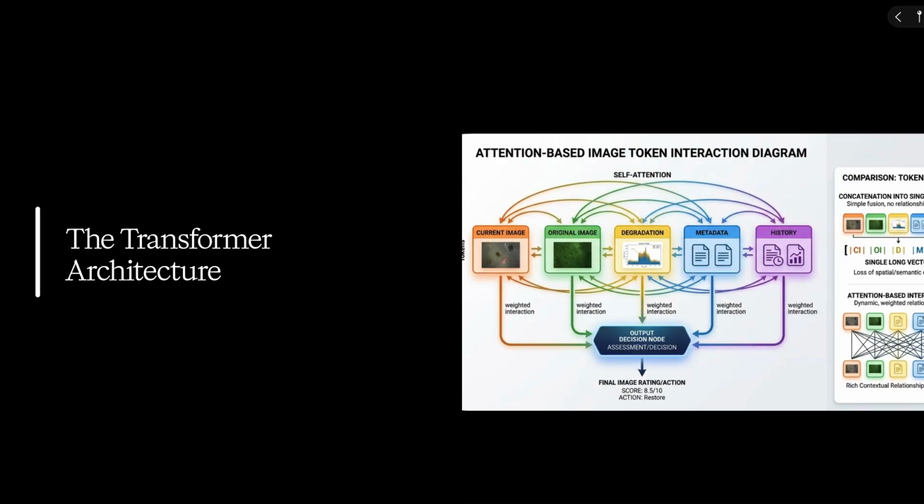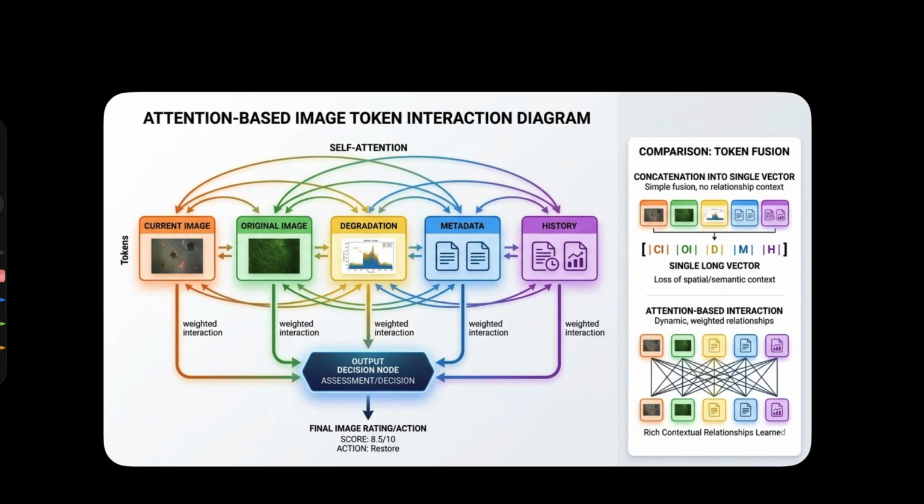So far, we've talked about what the agent does and how it learns. Now let's talk about how it actually makes decisions internally. Here's the key challenge: the input to the policy is not a single vector. It's a structured set of different pieces of information. For every decision, and we spoke about this, the agent considers the current image, the original image, a vector that summarizes the kind of degradation in the image, some metadata, and the past history. You could also have features about the performance of downstream systems in there. This is the state the policy is considering, and these are fundamentally different types of information.